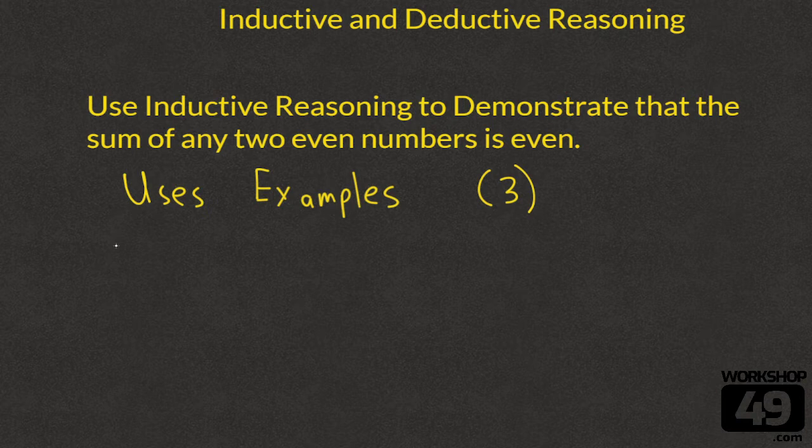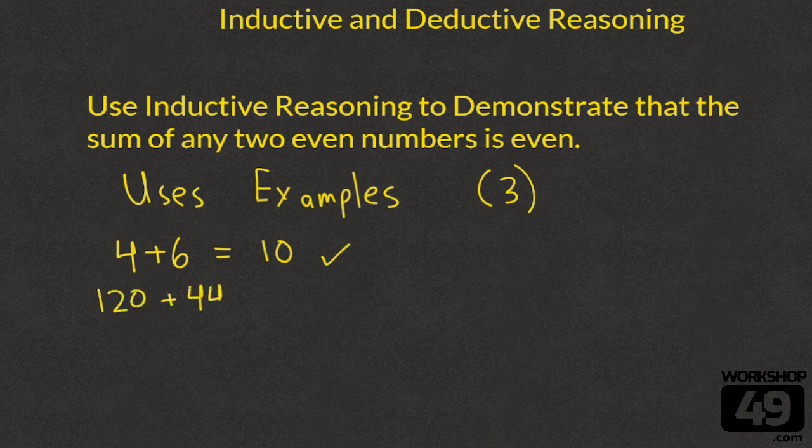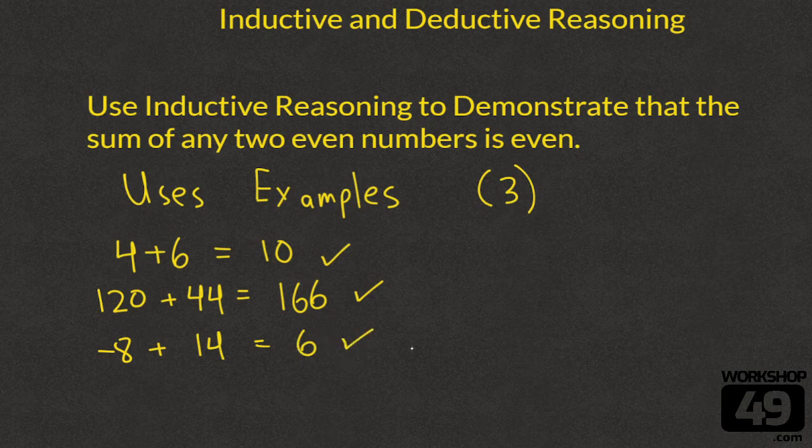We start off with some easy ones and we'll say 4 plus 6. And that equals 10, which checks out. That's even. Maybe we'll try a trickier one and we'll say 120 plus 44. And that equals 164. Also even. Check. And we can even get really sneaky and we can be like -8 plus 14. And that equals 6. Also even.